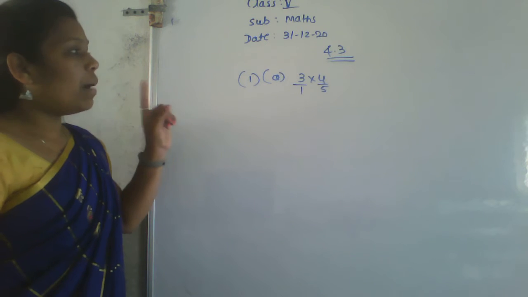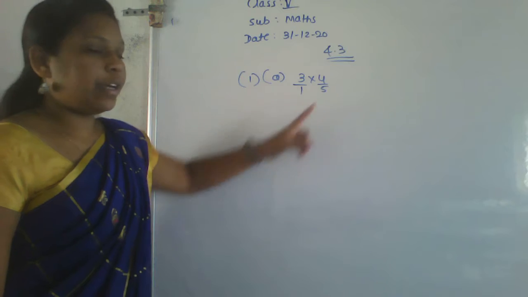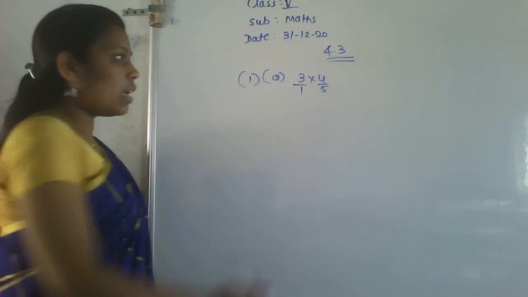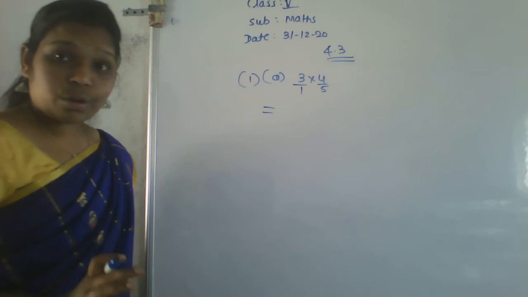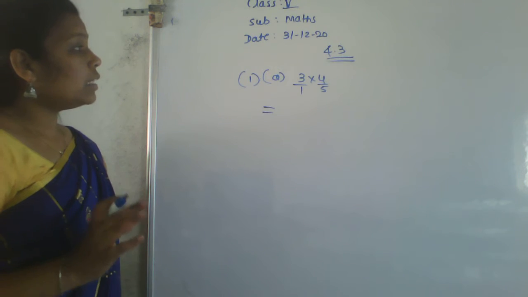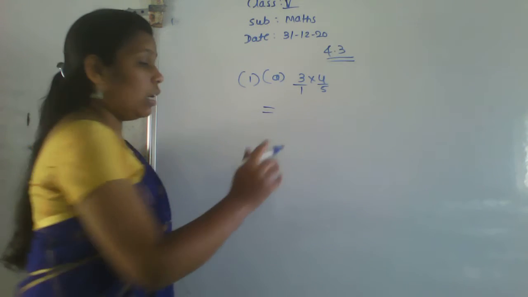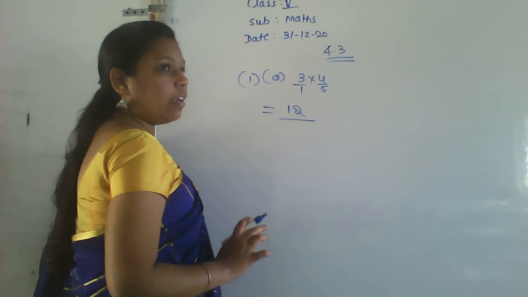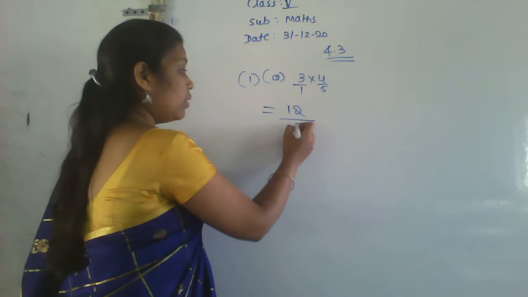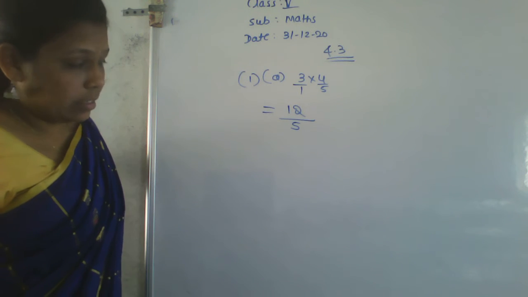Now multiply numerator and denominator. What is the numerator value? 3 and 4. So multiply 3 and 4. 3 fours are 12. Next, multiply the denominator. 5 ones are 5. So the answer is 12 by 5.